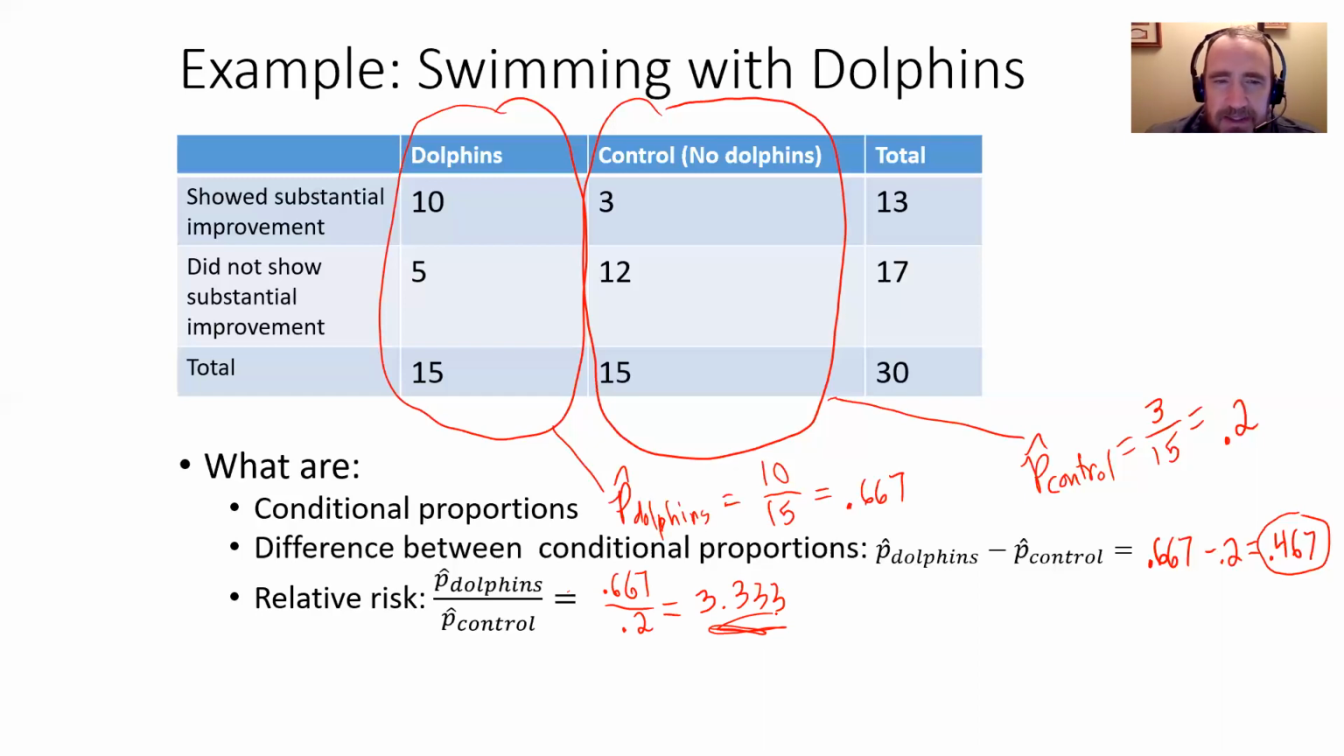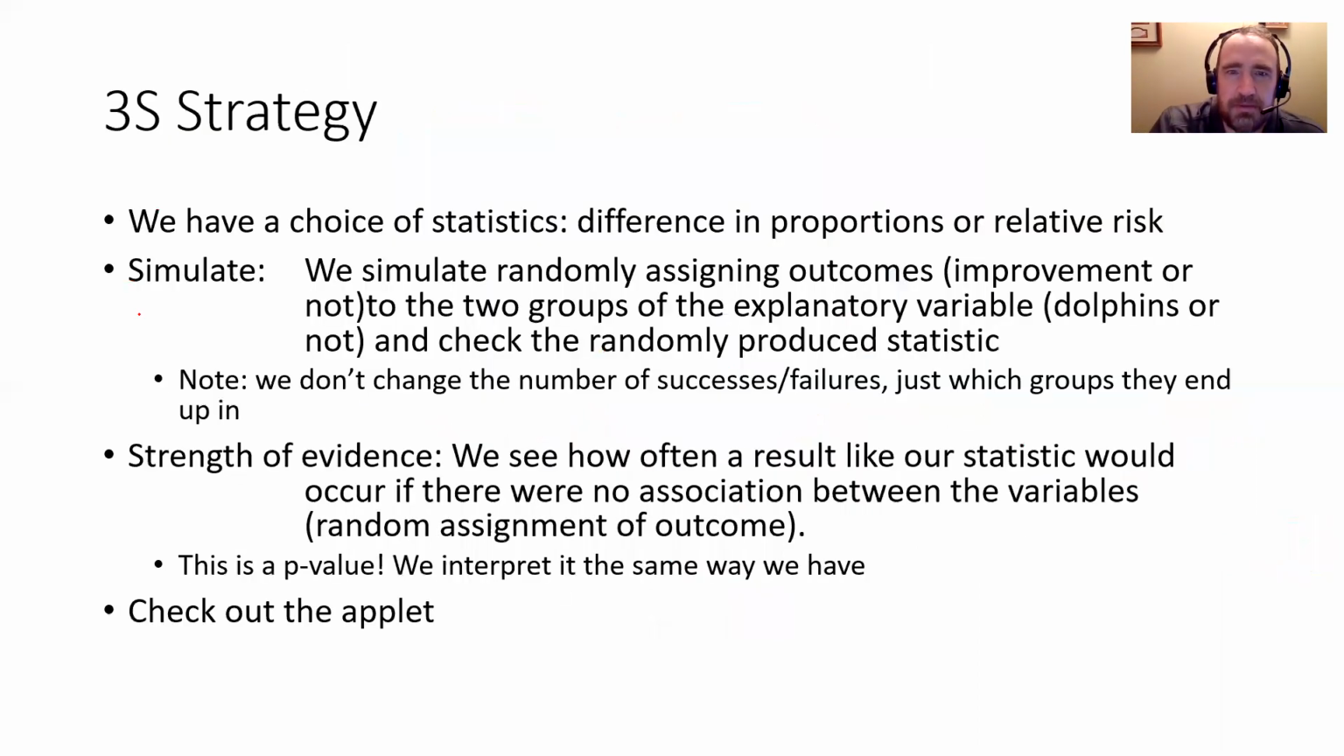So we can see from our statistics already that it certainly seems like which group you ended up in made a difference in the response, whether you saw improvement or not. So it seems like there is an association between our two variables here. But once again, this is just for our sample. Can we really make that kind of conclusion for the broader population of folks with mild to moderate depression?